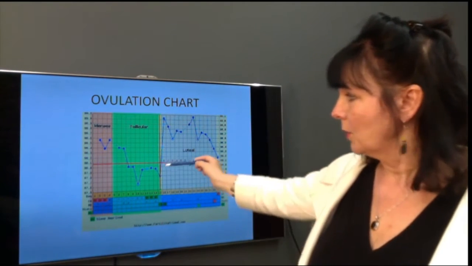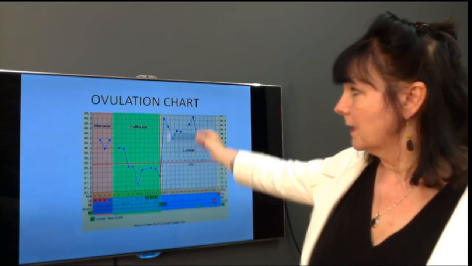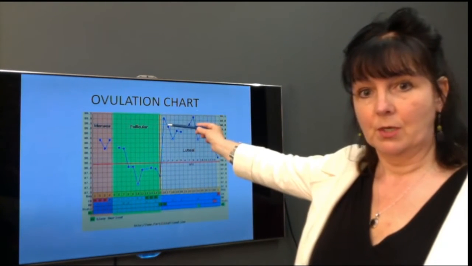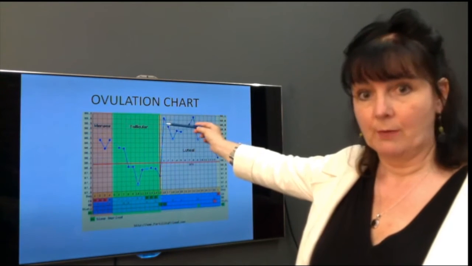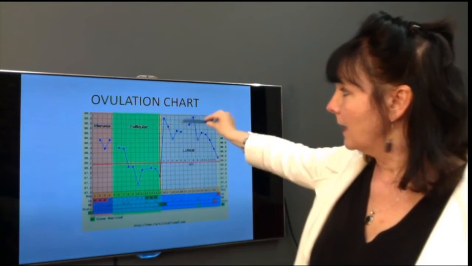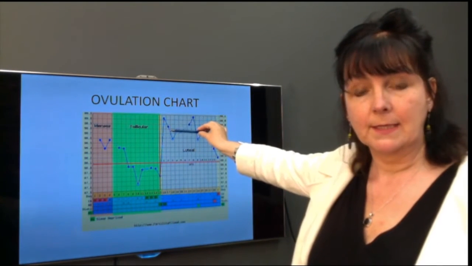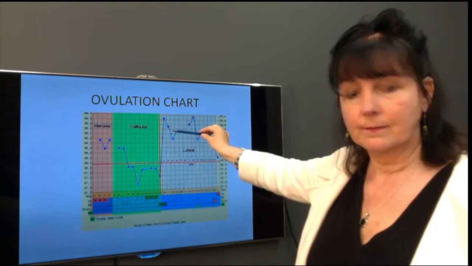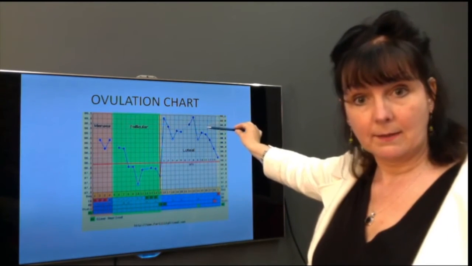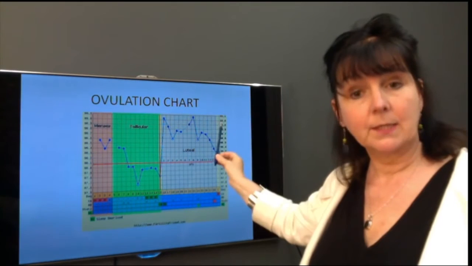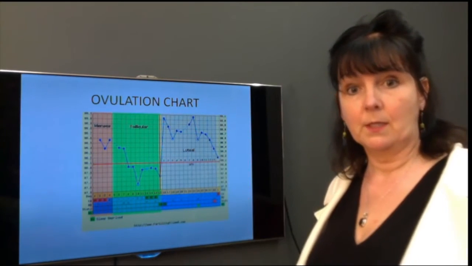So what you can see here is we've got a little rise, and then we've got a little drop rather, followed by a sharp rise. Okay. And then the temperature remains at a higher level, and it should stay high until the bleed starts or the day before bleed starts.